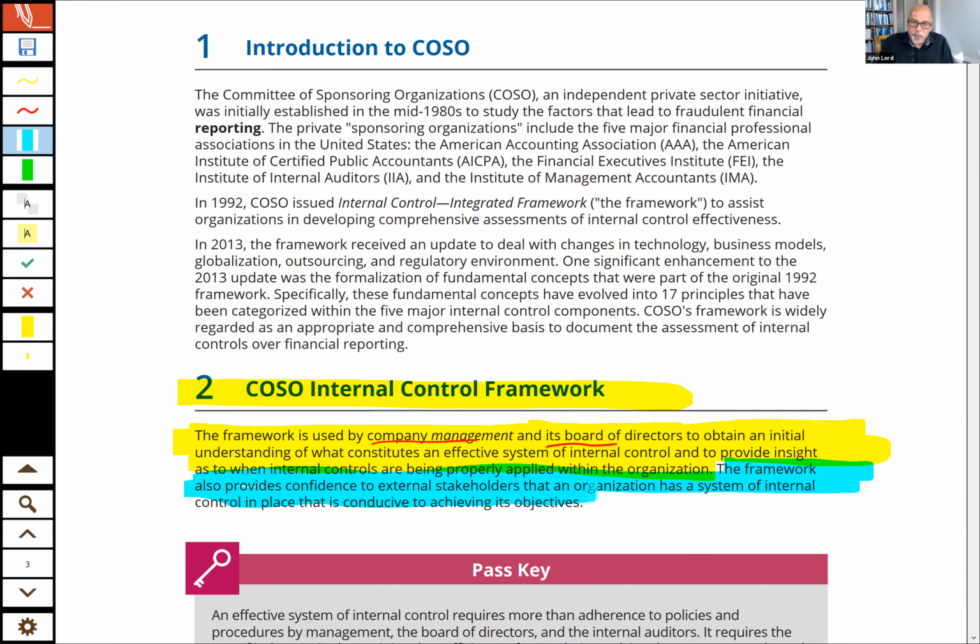Now, they tell us that the COSO framework can also be used by stakeholders of an organization that has a system of internal control. And yes, those stakeholders could be, for example, auditors. Okay, so when you think about what the COSO framework does, it will help whom? It'll help insiders, those are management and those charged with governance, but also those outside the organization as well, in terms of assessing an entity's internal controls.